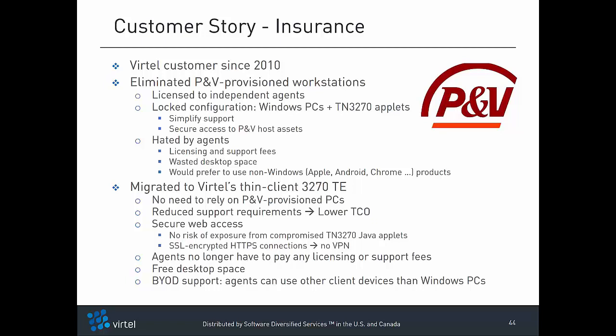With Virtel, they didn't have to rely on provisioning and supporting those Windows PC workstations any longer. It resulted in a drastic reduction in support requirements and related costs, of course, while providing a secure access to P&V host applications because it eliminated the risk of compromised TN3270 Java applets and provided end-to-end secure SSL encryption. By the way, P&V is one of those customers who dropped their VPN.